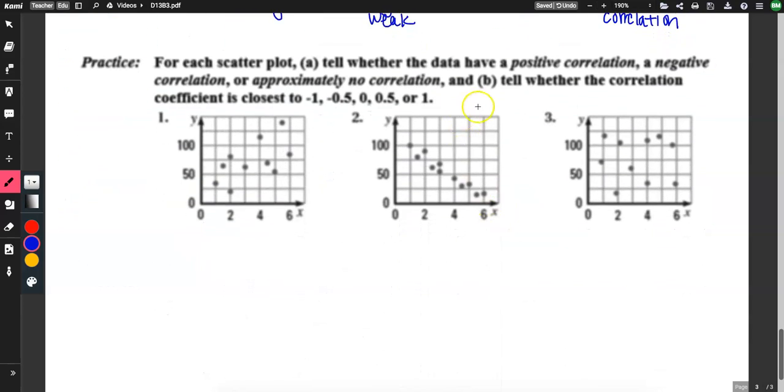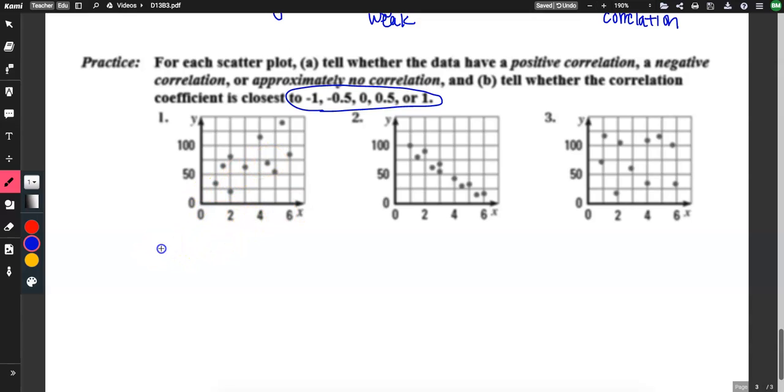For each scatter plot, tell whether it has a positive correlation, negative correlation, or no correlation, and then determine which number is closest for the correlation coefficient. So the calculator would give you the exact one, but here we're just picking one of these options that most closely represents this data.